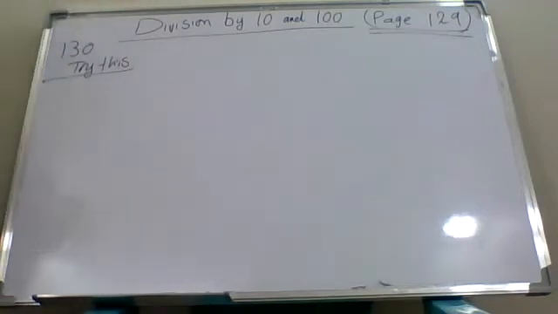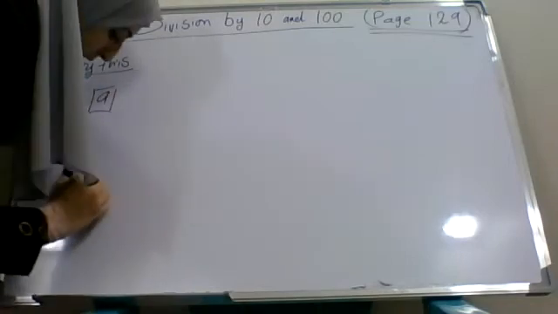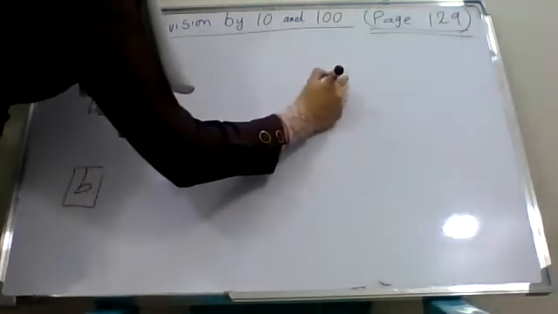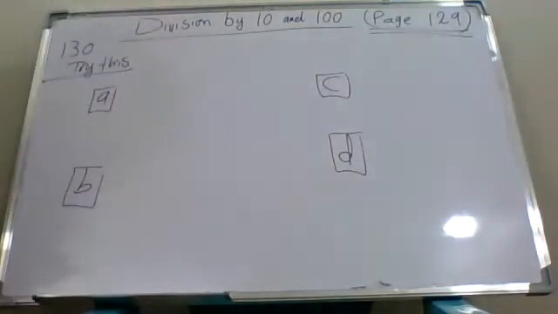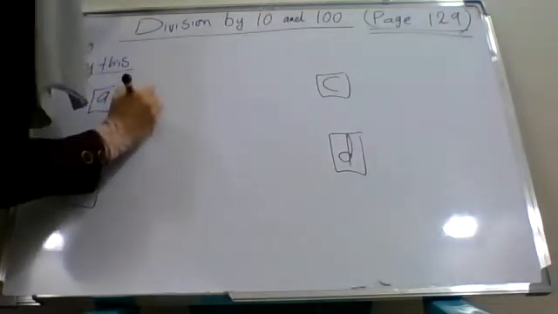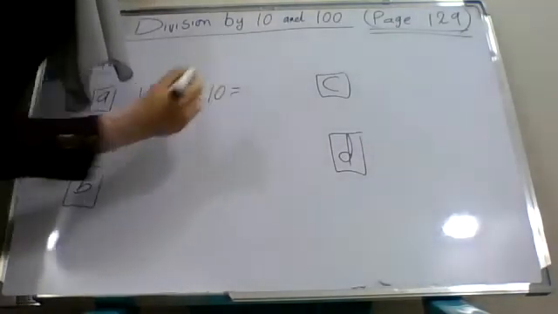I will start with the first one. It's A, B, C, D. So I will start A, B, C, and D. The first one is 150 divided by 10. They want, I think, to start with the dividing by 10.